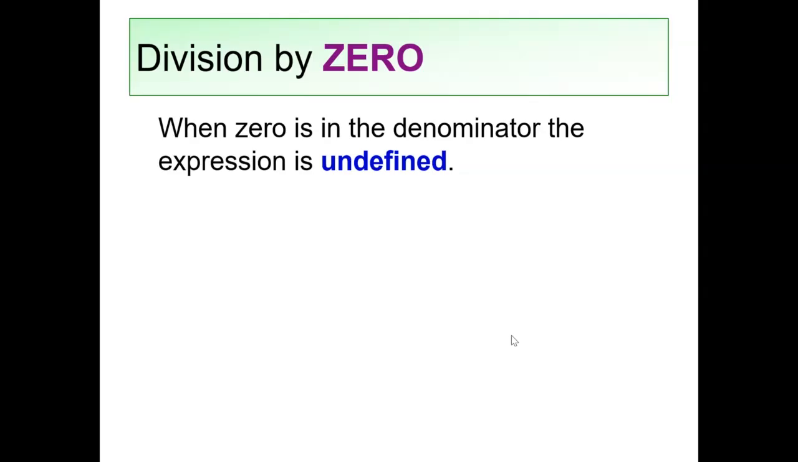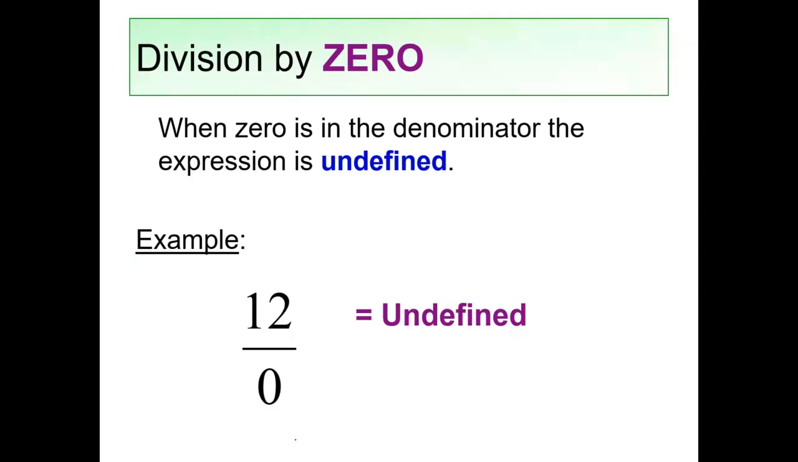Division by 0. When the 0 is in the denominator, the whole thing is going to become undefined. So 12 over 0, because the 0 is in the denominator, the answer you will write is undefined. You have to write that word when you're dividing and it's in the denominator.